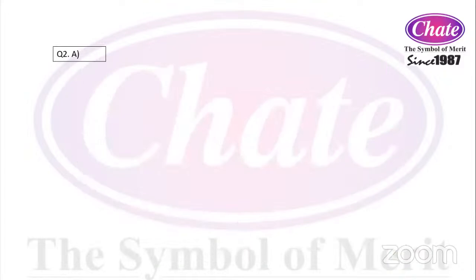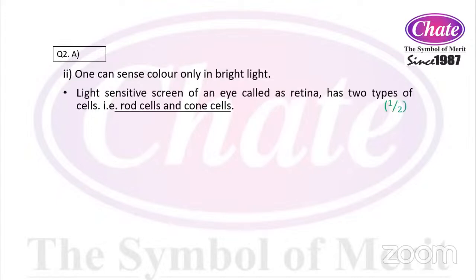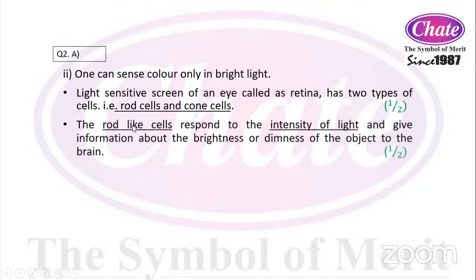Then the next question is: one can sense colors only in bright light. Again, this question is from the lenses chapter. As we know, the light-sensitive screen of an eye is called the retina. That screen is inside our eye behind the lens, and it has two types of cells, the rod cells and the cone cells. The rod cells respond to the intensity of the light.